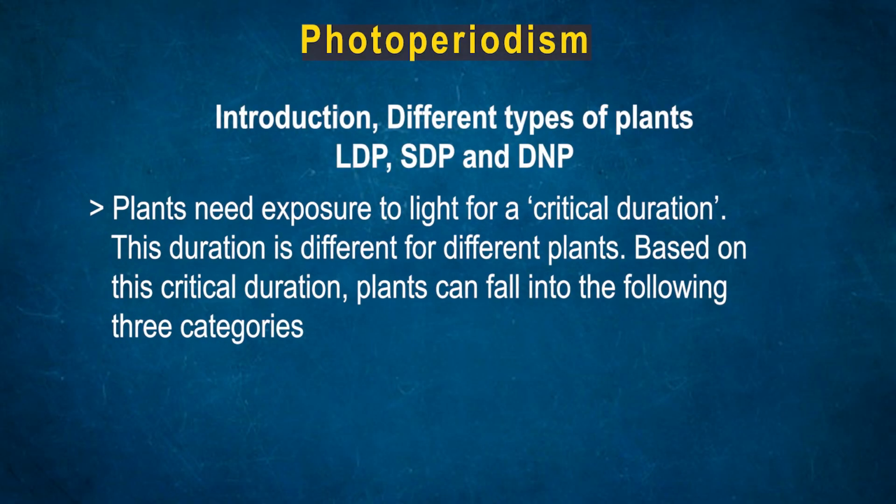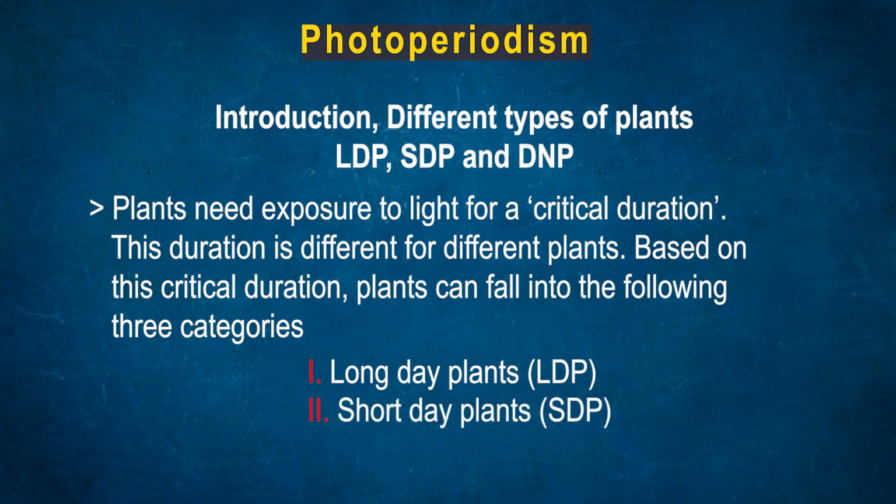Plants need exposure to light for a critical duration and this critical duration varies from plant to plant. So, based on these critical durations, the plants are characterized into three categories. Number 1, LDP, that is long day plants. Number 2, SDP, that is short day plants, and number 3, day neutral plants. You will get to know about all of these in this lecture on photoperiodism.